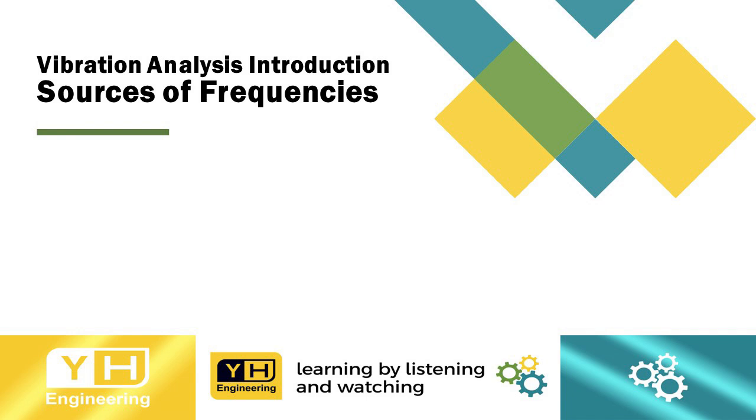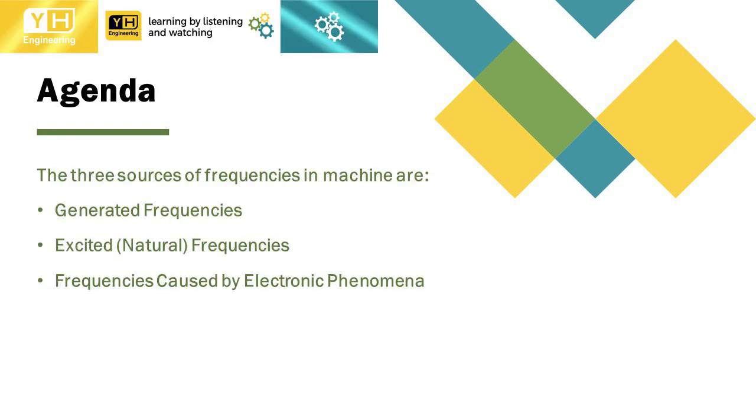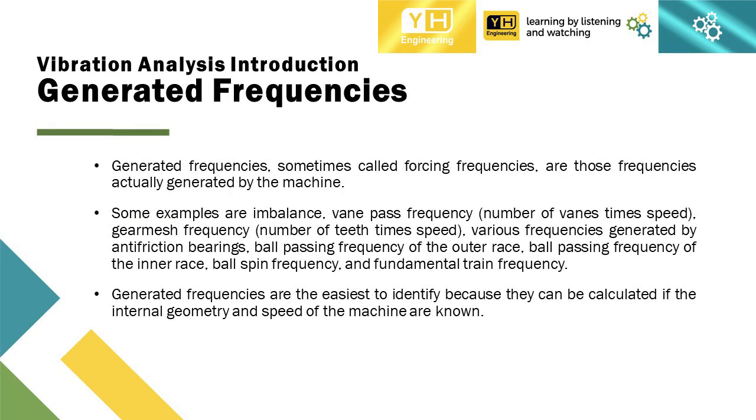Vibration analysis introduction. Sources of frequencies. The three sources of frequencies in a machine are generated frequencies, excited natural frequencies, and frequencies caused by electronic phenomena. Generated frequencies, sometimes called forcing frequencies, are those frequencies actually generated by the machine.